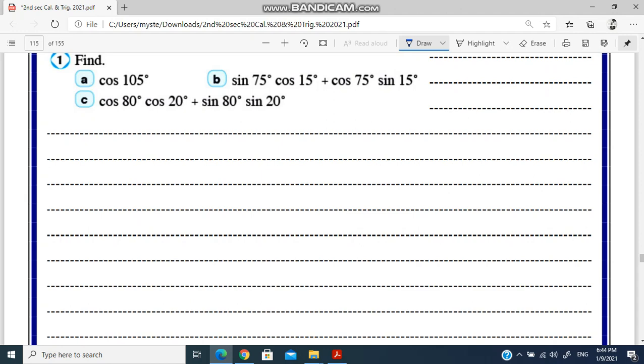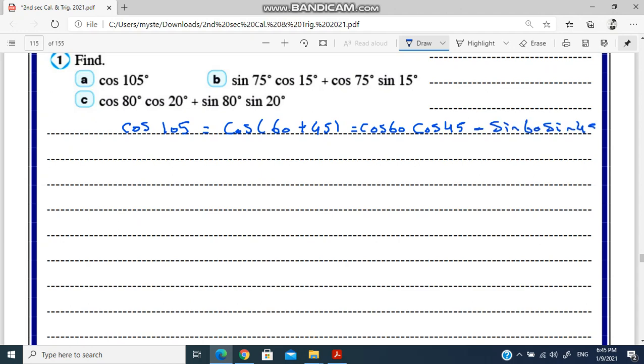Here, find cosine 105. We can get cosine 105 from cosine 60 plus 45. So it equals cosine 60 cosine 45 minus sine 60 sine 45. Cosine 60 equals 1 over 2 times cosine 45, root 2 over 2, minus sine 60, root 3 over 2, times sine 45, root 2 over 2. So it will be root 2 minus root 6 all over 4.